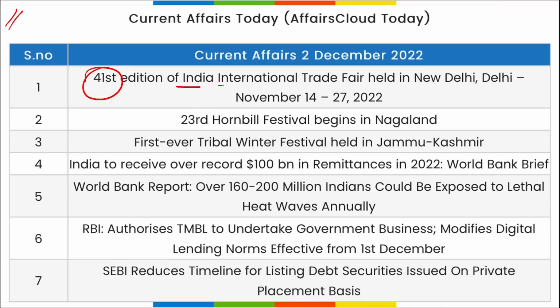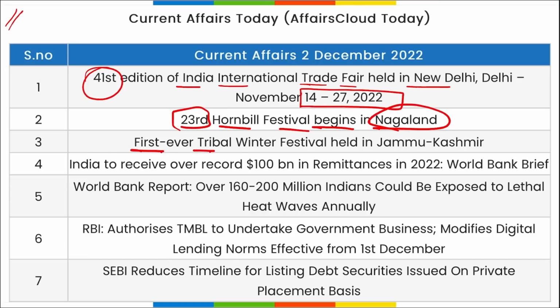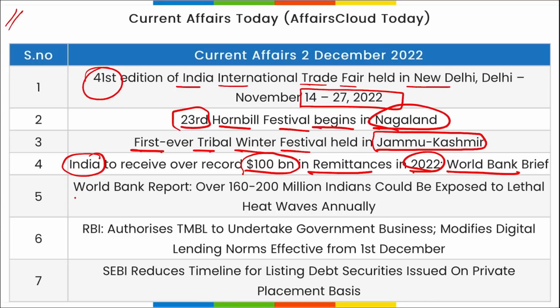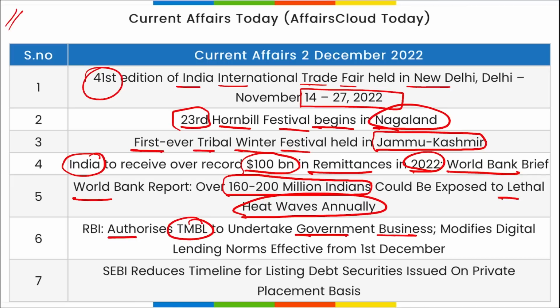41st edition of India International Trade Fair was held in New Delhi from 14th to 27th of November. 23rd Hornbill Festival began in Nagaland. First ever tribal winter festival will be held in Jammu and Kashmir. India will receive over $100 billion in remittance in 2022, and this report was released by World Bank. Also, World Bank reported another report that stated that around 160 to 200 million Indians could be exposed to lethal heat waves annually. RBI has authorized TMBL to undertake government businesses.